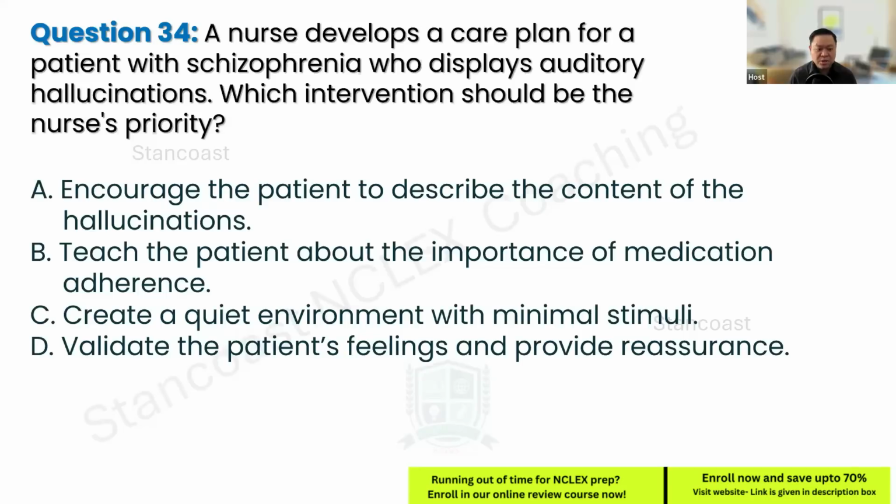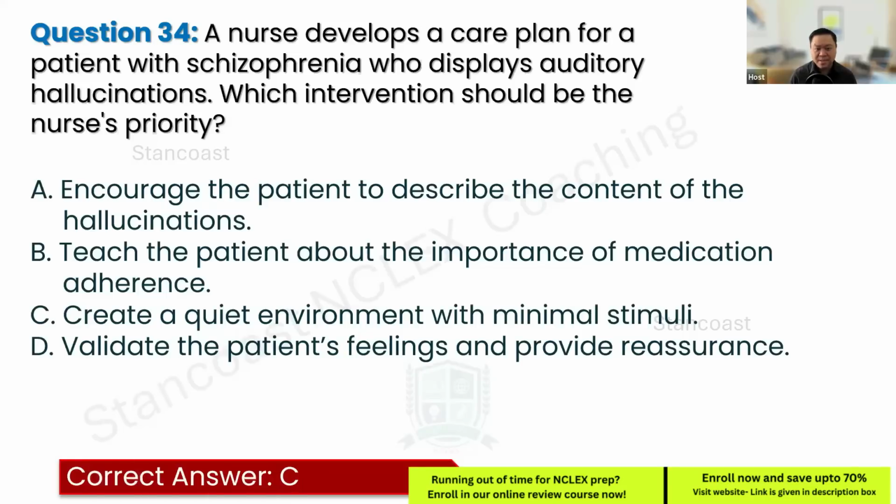The answer here should be letter C. A calm, quiet environment can help reduce external stimuli, which can help minimize the patient's distress caused by the hallucinations. If you selected letter A, this is incorrect because this could inadvertently reinforce the hallucinations and may lead to increased anxiety. And so, minimizing stimuli is more effective initially.